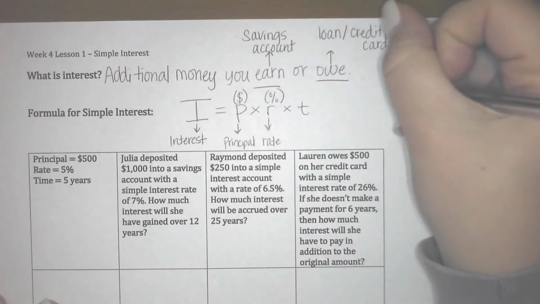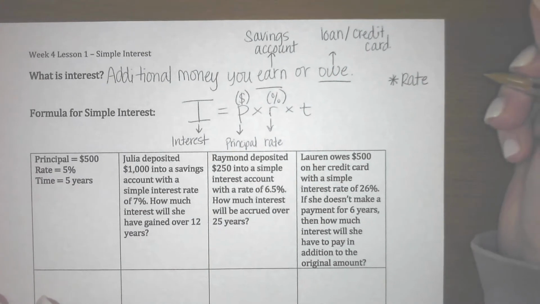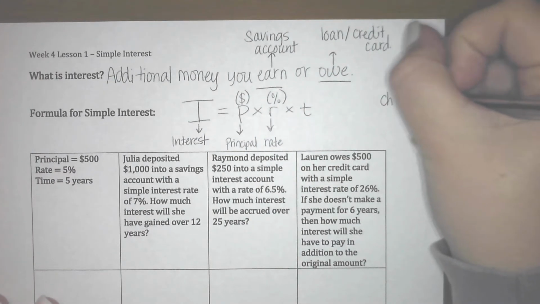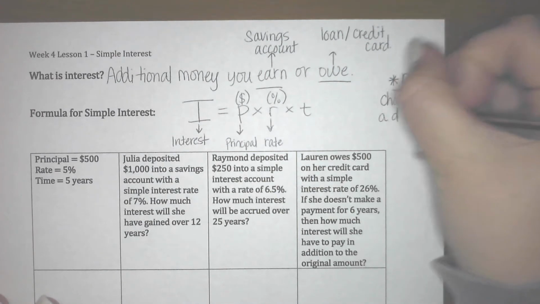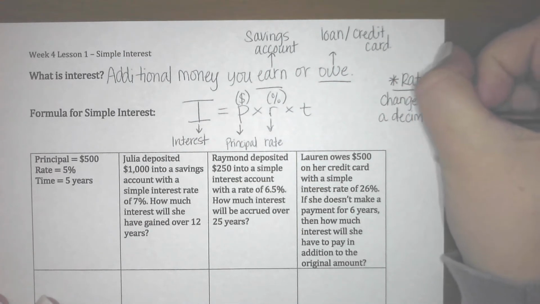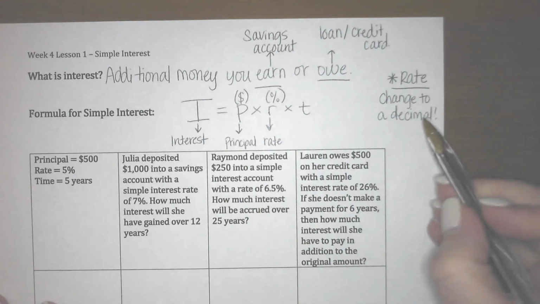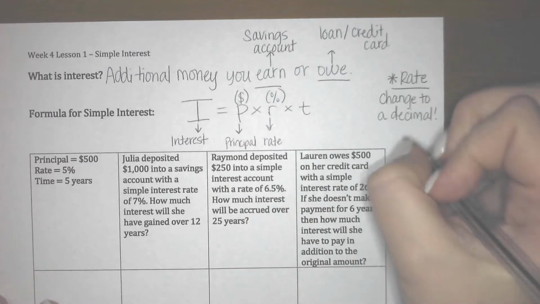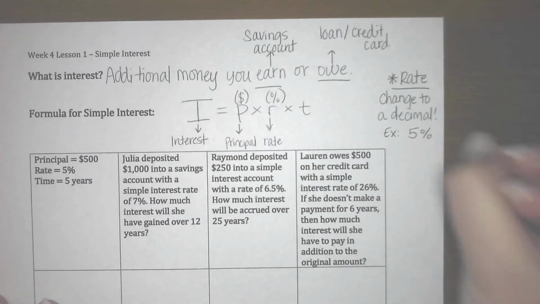So special thing about rate, I'm going to put on the side. So they're going to give you a percentage. You need to change it to a decimal. Okay, you have to do that or you're going to get the problem incorrect. So you need to change whatever rate they give you to a decimal. So for example, let's say they give you a rate of 5%.